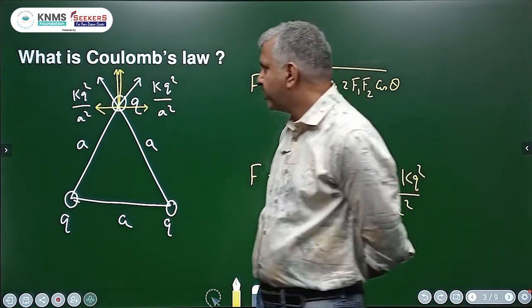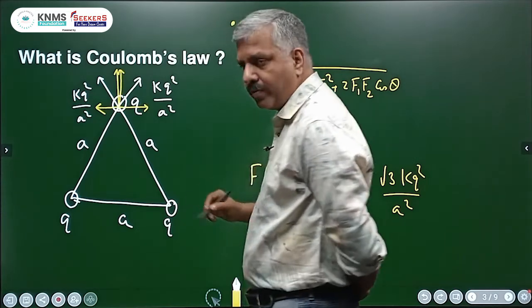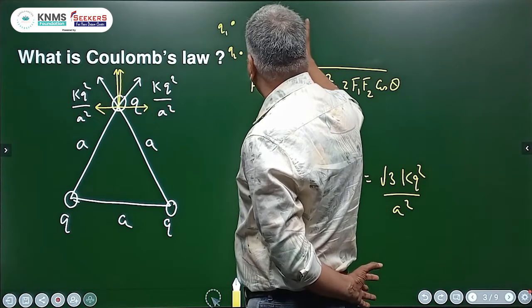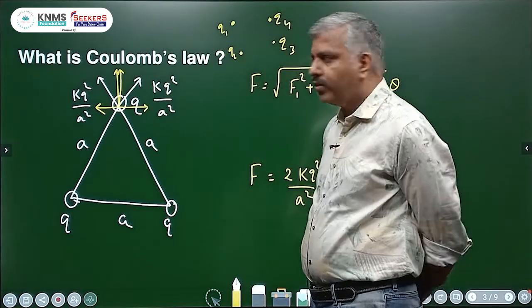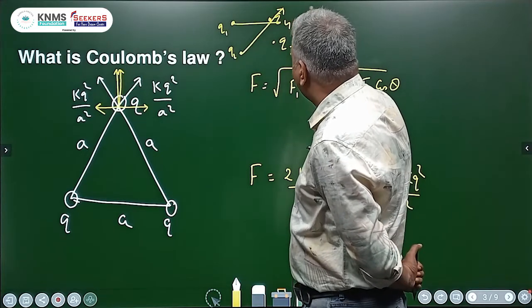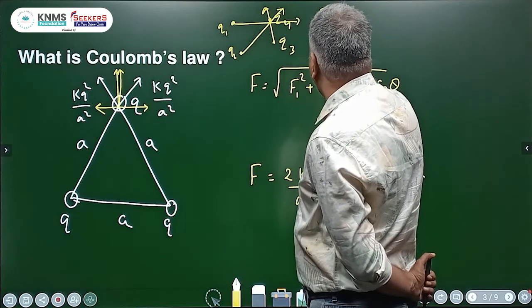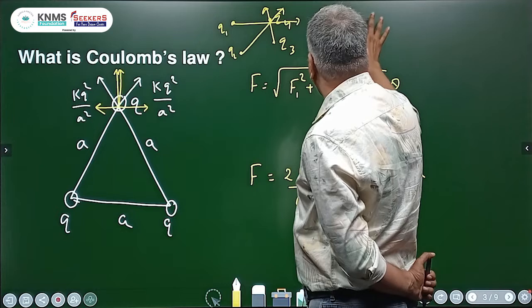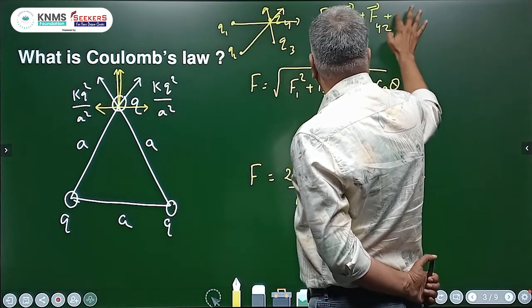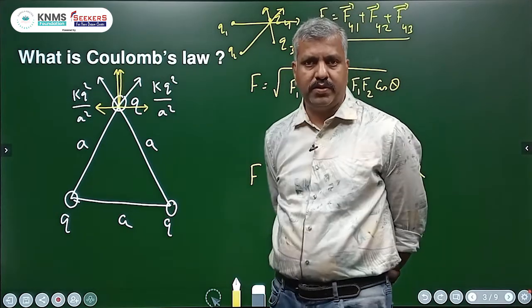What the principle of superposition says is, suppose there is one charge here, one charge here, one charge here, one charge here. Let us call these Q1, Q2, Q3 and Q4. If Q1, Q2, Q3, Q4 are there, the net force on Q4 will be the force on 4 due to 1, plus the force on 4 due to 2, plus the force on 4 due to 3. This is what is known as the principle of superposition.